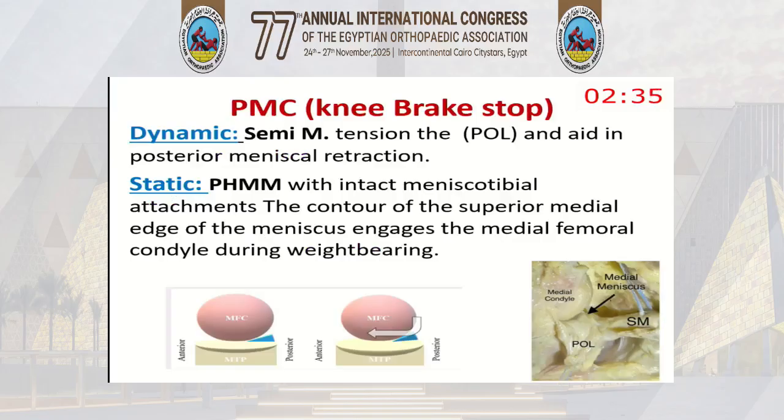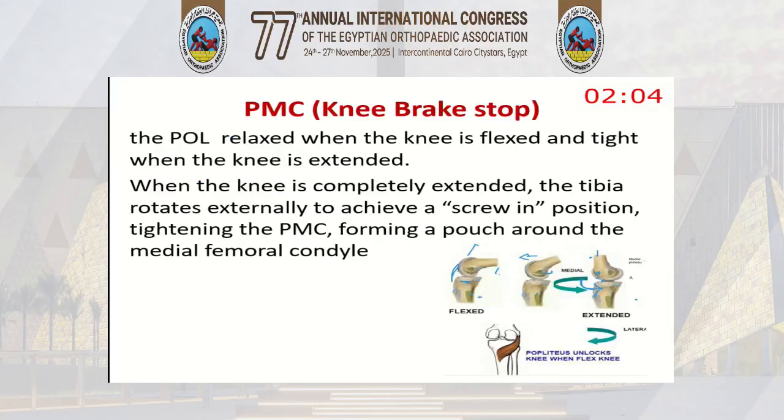How does the posteromedial corner perform its function? Through the dynamic and static functions of the semimembranosus tendon and the posterior horn of the medial meniscus. The posterior horn of the medial meniscus is fixed by the meniscotibial ligament, and the contour of the posteromedial superior edge of the meniscus engages the medial femoral condyle during weight bearing, together with the tension of the semimembranosus, the posterior oblique ligament, and the oblique popliteal ligament, which prevents the knee from rolling back. When the knee is completely extended, the tibia rotates externally to achieve the screw-home position, tightening the posteromedial corner around the pouch of the medial femoral condyle.